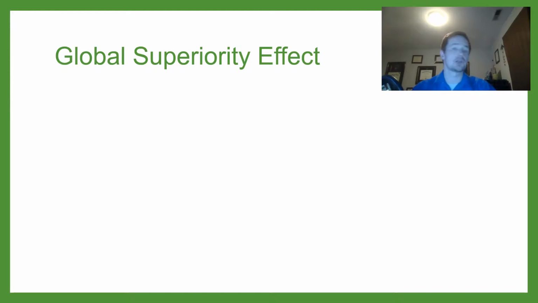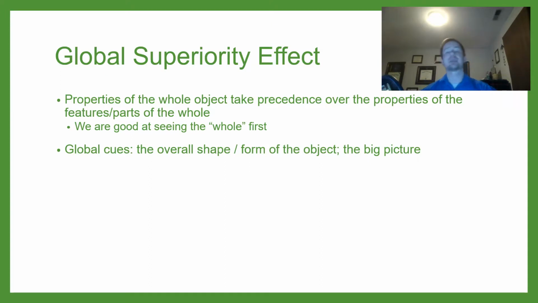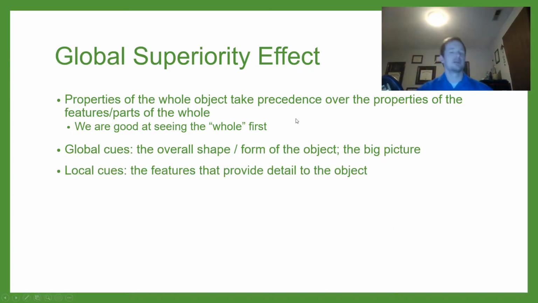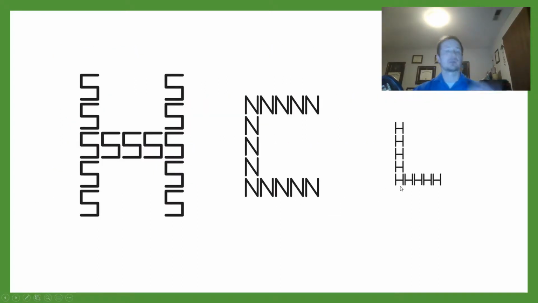The first I want to talk about is the global superiority effect. This is also kind of a grouping principle as well, where whenever we are looking at an object, what we do is we perceive the large features of it first, and then we look at the small details. So we're really good at detecting the whole of what something is, and then afterwards we detect the smaller pieces of it. The way that people talk about this is that we have global cues, which are going to be the global features, the big overall features of that shape, of that object. And then, after that, we process the local features, the local cues, the things that provide detail to that specific object. And these pictures right here give you examples of that.